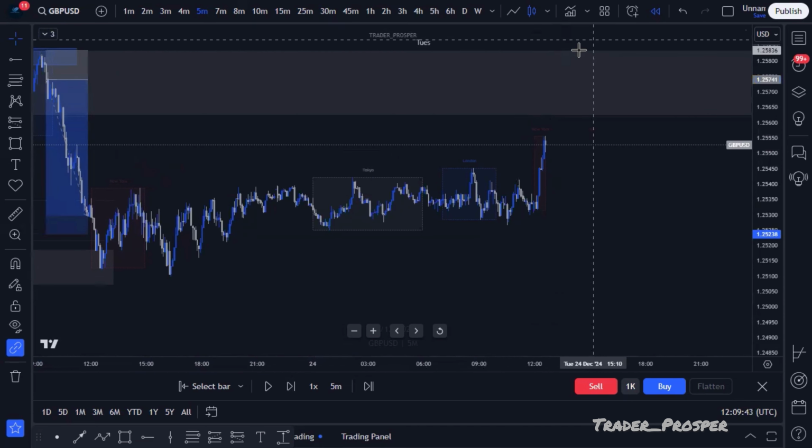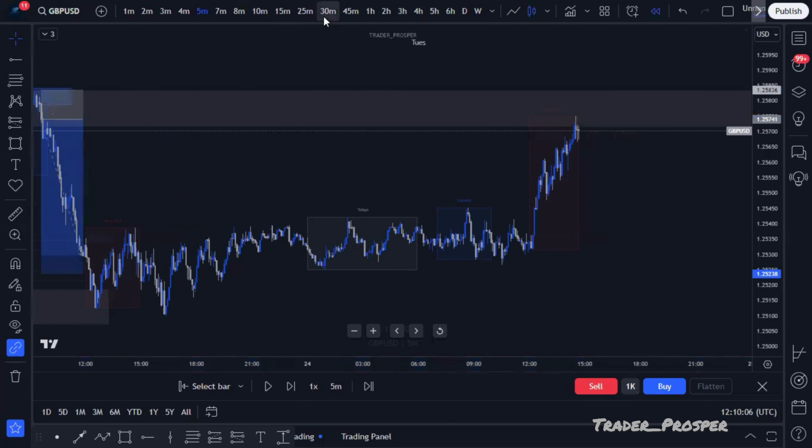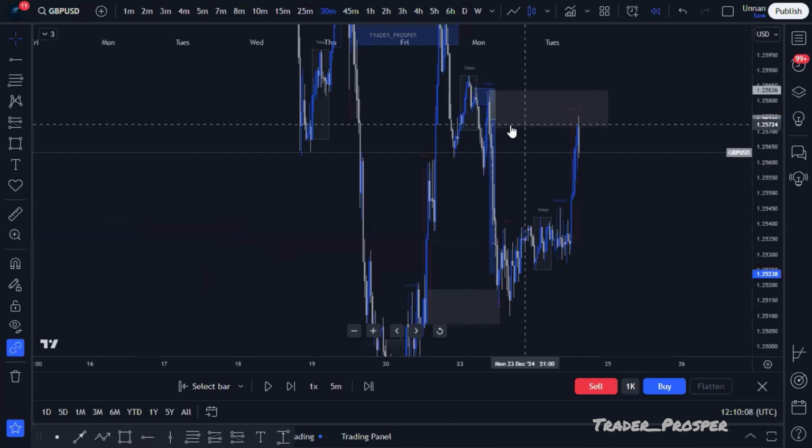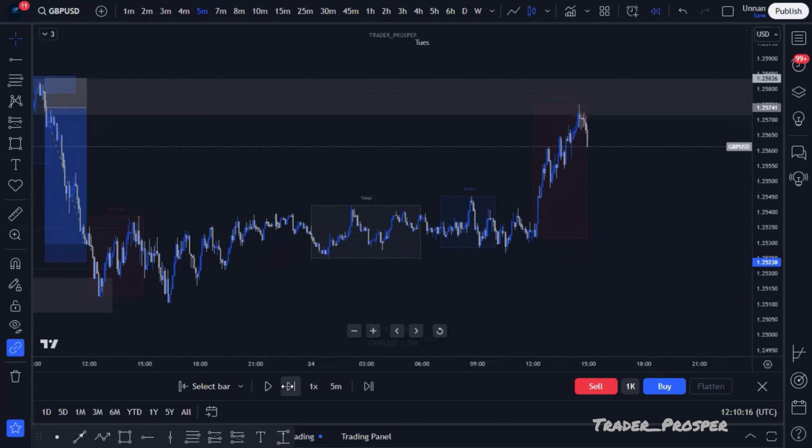Let's do this. Let's refine this further. Take a look at the higher time frame again. All right, price is reacting on it right now. But how can we get in?